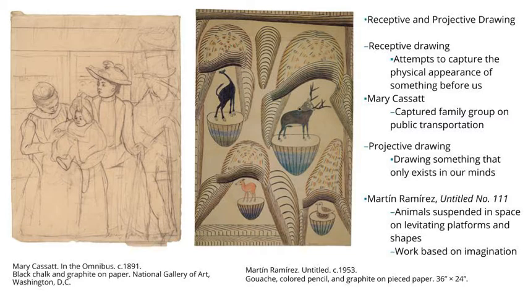That's receptive. On the other hand, we have projective drawing, and that is when you draw something that only exists in your mind. So things like drawing from imagination or drawing from your dreams. On the right, you can see an example of this, which is Untitled number 111 by Martin Ramirez. In this, you can see animals are suspended in space on levitating platforms and shapes. And clearly this work is based on imagination. None of this is really possible to happen in real life, but it is a way that you can make the unreal real in a sense. You can make it at least visible to others.